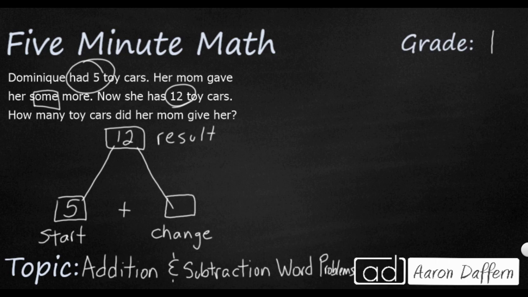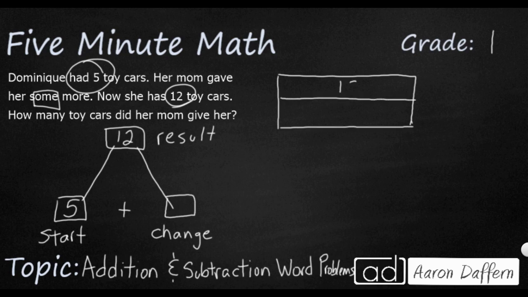Another way we can do this would be a part, part whole. And it's going to look the same way. We're going to have our whole up on top. So that's 12. And our 12 is made up of two different parts. You started with 5, and then we've got that missing number. So it's kind of the same as this start, change, result.